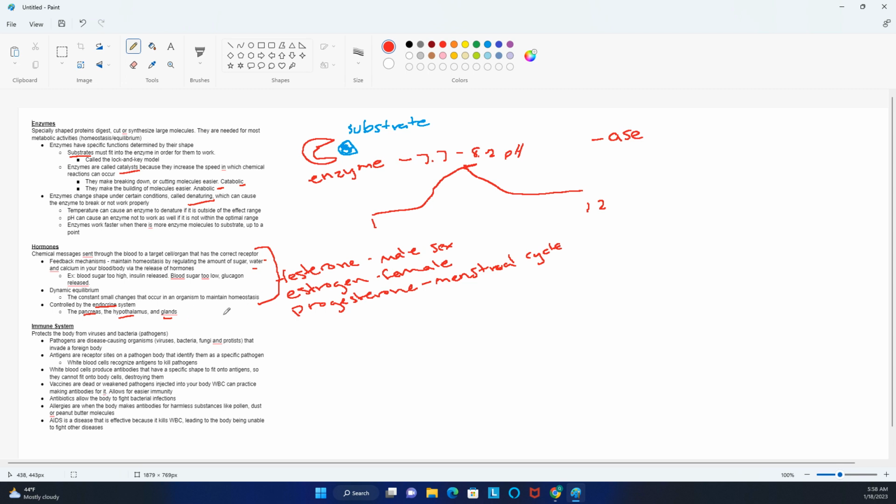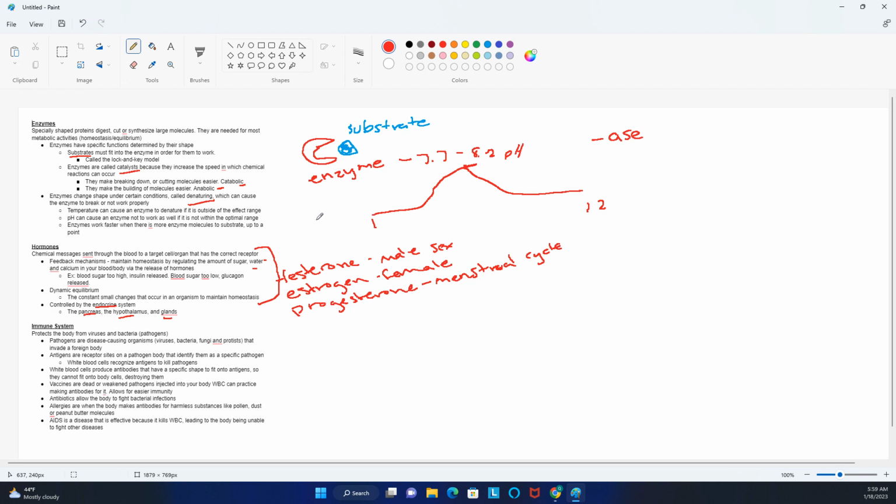Then the immune system. This will not be on the test, but it is important to know because it is on the next test. Just to give you a little heads up, so that you know, the immune system is on the test. It is not on this test, however. So review this if you'd like, but you'll need it for later. You won't need it for this test.